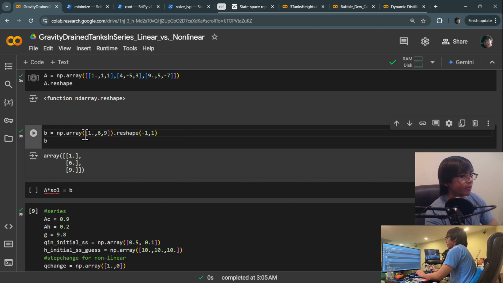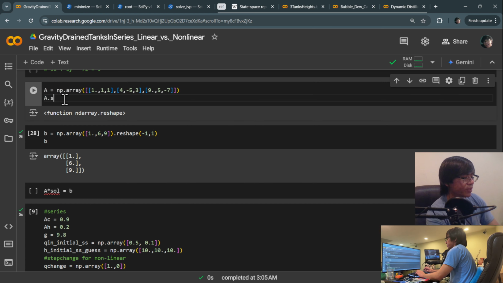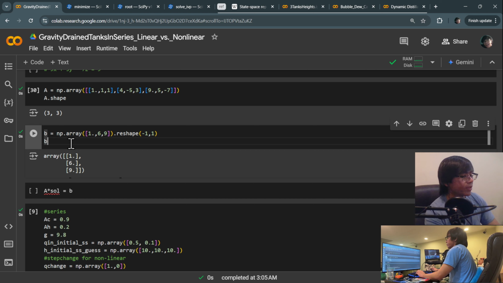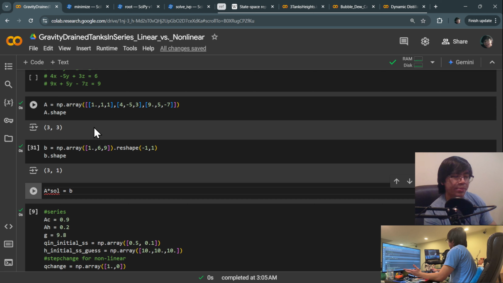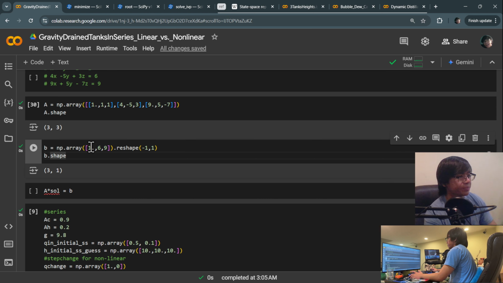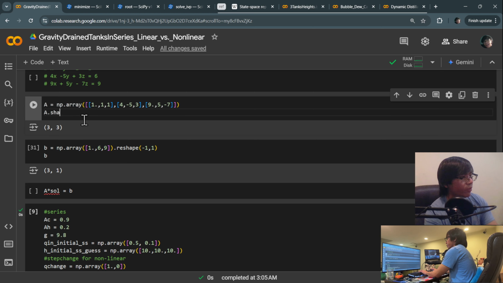So this should be 3 by 3. I don't know why I see. Oh, shape. 3 by 3, and this should be a 3 by 1. So now that we can do a 3 by 3 times a 3 by 1, that should work when we do the inverse. So it's exactly what we need to do.